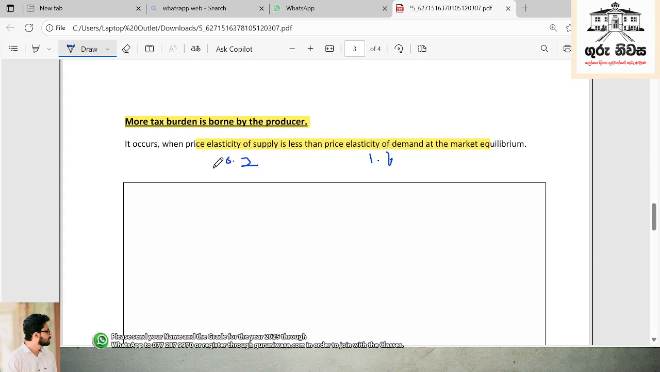Now you have to draw it. 0.2 means inelastic supply, so you have to draw an inelastic supply curve, and 1.6 means elastic, so an elastic demand curve. Elastic demand curve and inelastic supply curve. That is the first step. Understand? Drawing the inelastic supply curve and elastic demand curve. Draw it, children. Now you can do it. Hurry up.